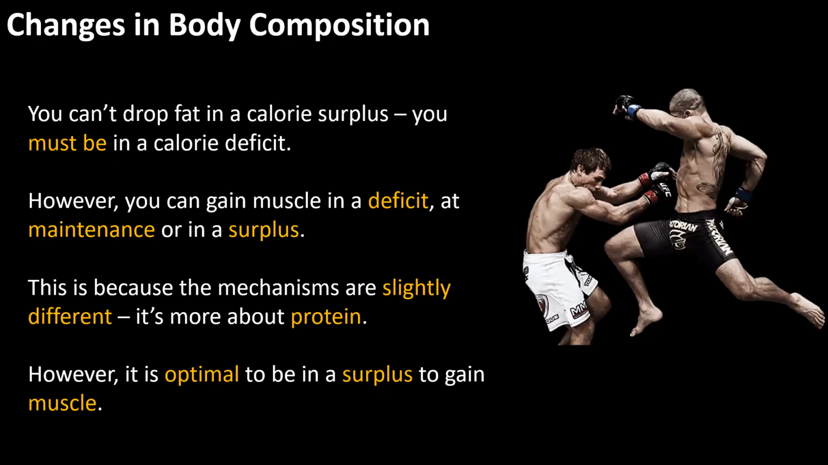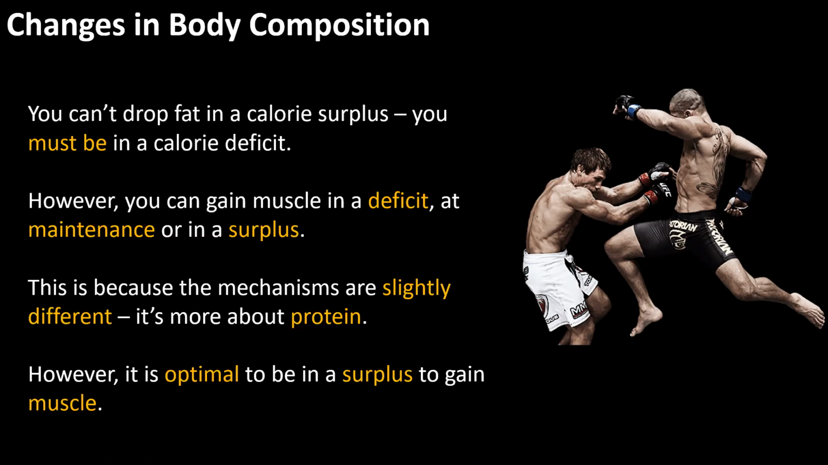And this explains this a lot more. So you can't drop body fat in a calorie surplus. You must be in a calorie deficit to do that. However, you can gain muscle in a calorie deficit, a calorie maintenance, or in a calorie surplus. And that's because the mechanisms for how we do that are regulated by protein intake and not energy intake per se. And if you go on to the macros and the nutrient timing workshops within this series, you'll get a little bit more information about how that works.